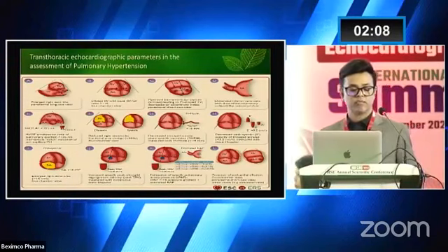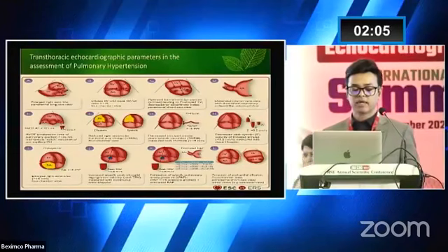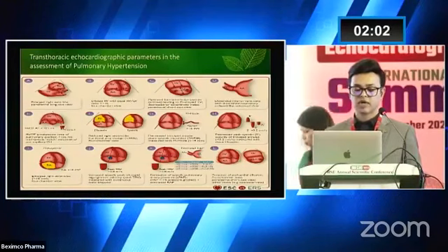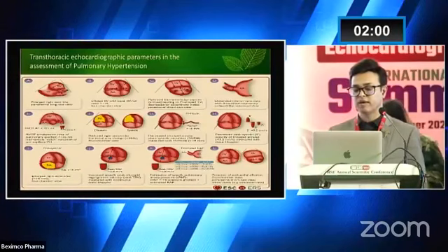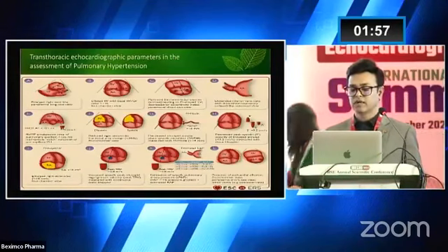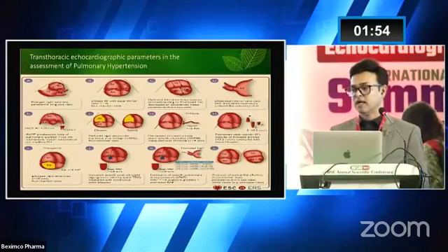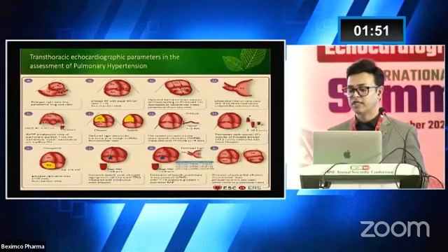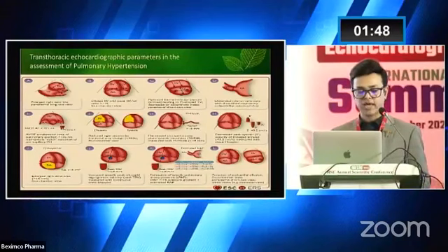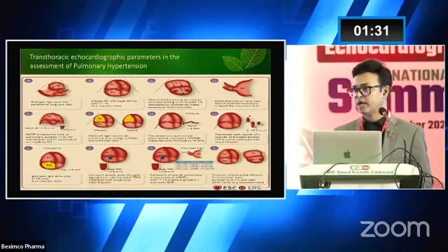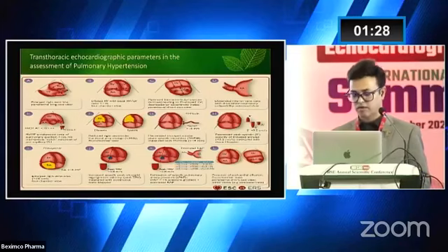RVOT acceleration time less than 105, reduced right ventricular fractional area change less than 35, reduced TAPSE, we know TAPSE normal level is 18, decreased systolic S' by tissue Doppler less than 9.5, RA area more than 18 centimeter square, TR velocity more than 2.8, and estimated systolic pulmonary artery pressure, which is TR pressure gradient plus estimated right atrial pressure, and the presence of pericardial effusion is a poor prognostic sign of pulmonary hypertension.